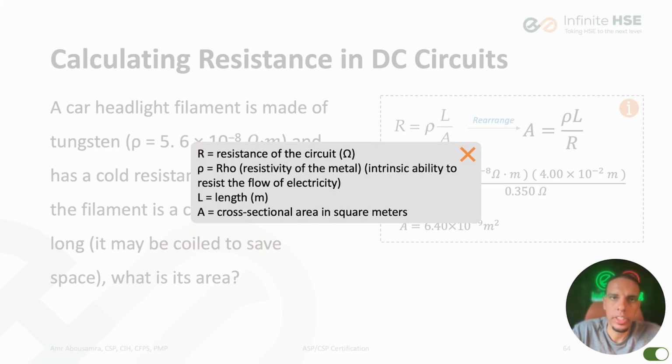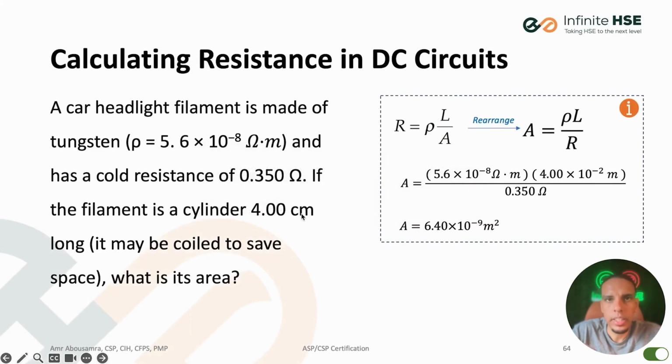So if it's in the shape of a cylinder, just like they gave us in the question, they gave us the length of this cylinder. And what I'm required to do is calculate its area. How do I do that? Here's the equation that calculates this. So after rearranging the equation, I'll leave the A by itself.